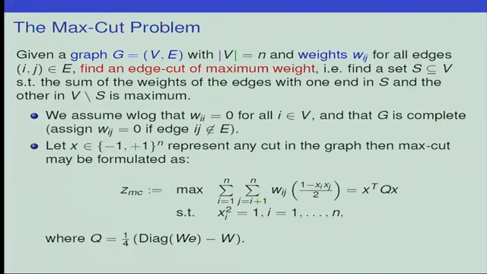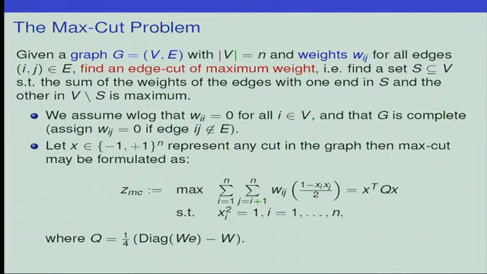So if the endpoints are in different sets of the partition, this gives me a -1. The whole function gives me a 1, and I count that weight. Otherwise, if they're on the same side, this gives me a 1, and then this gives me a 0, and I don't count that weight. So this is counting the weights of the edges that are cut. The constraint that I have is that the x's should be +1 or -1, so that's a nice quadratic constraint.